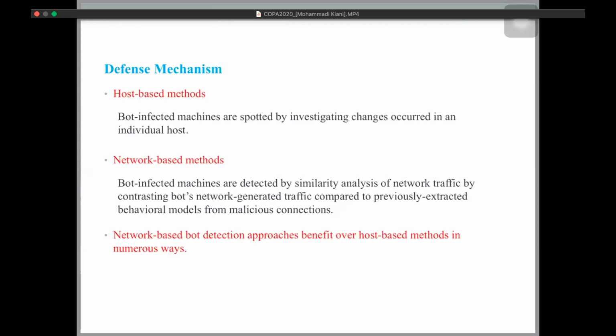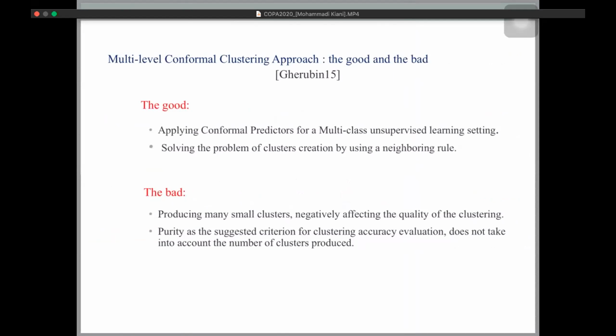In fact, by using a clustering technique, certain clusters in the data are extracted, and the generated clusters are translated as models of the bots' core network-level behavior. Actually, the clustering technique I used in my work is an extended version of the multi-level conformal clustering algorithm introduced in previous research in botnet detection.